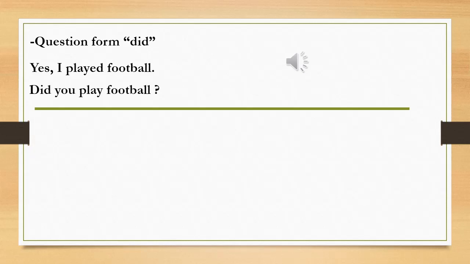And now let's move to the question form in the past. To form a question in the past, we have to use did. Like, yes, I played football. Did you play football? I never say, did you played football? Because did is already in the past. So I never put two verbs in the past in the same sentence. So it will be, did you play football?